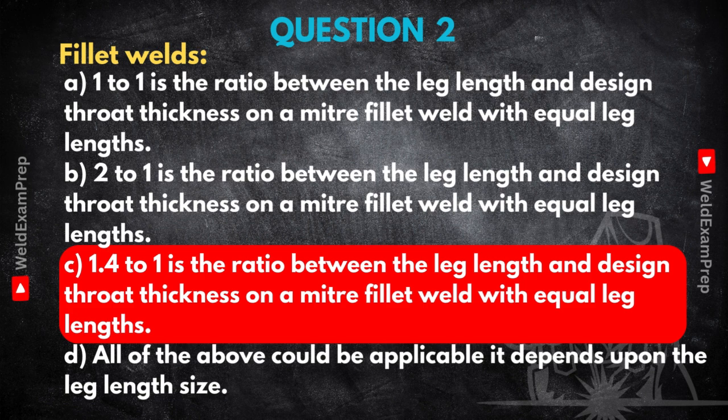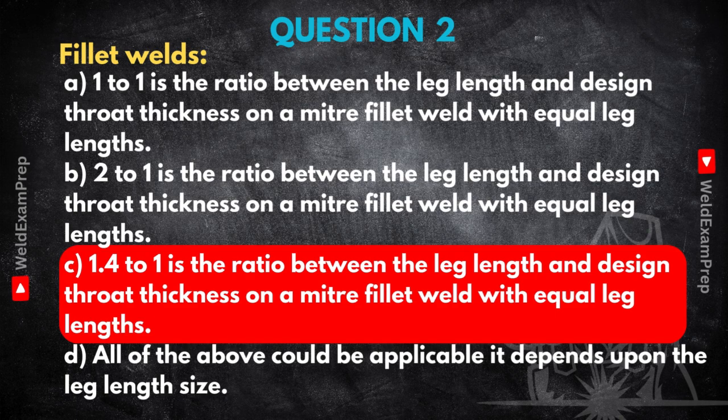Sure. Imagine slicing through the weld. With equal legs and a miter shape, you've got a right-angled isosceles triangle. The two equal sides are the leg length. The design throat thickness is the shortest distance from the root corner out to the face of the weld. Basically, the height of that triangle if you stand it on its hypotenuse.